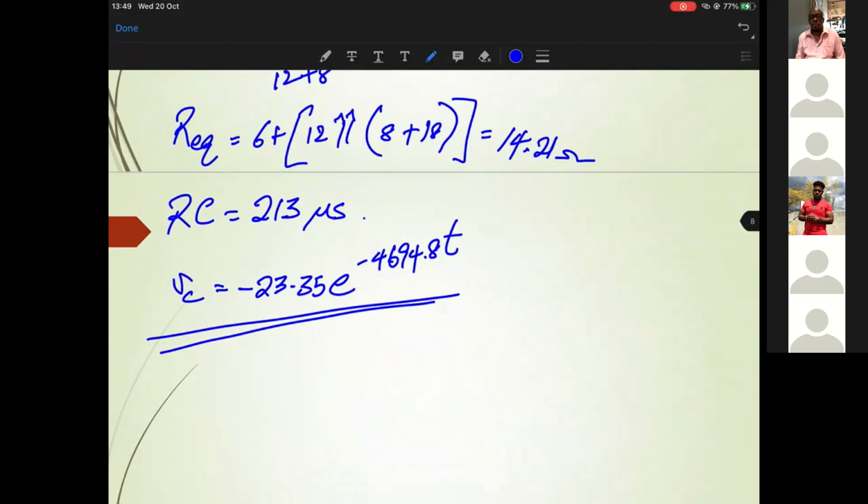The voltage divider. We use voltage divider between the 8 and the 18. And so we apply it between what?